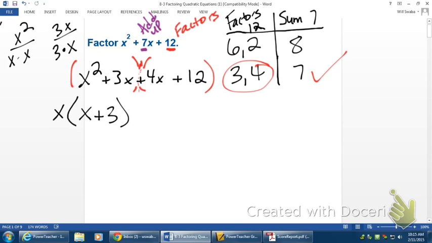I'd factor each number out. I'd go over here and I'd circle my greatest common factor of x. There's my x. And then what is left, I have an x and a 3. X plus 3. Okay? Now, from 4x and 12, what's the greatest common factor?